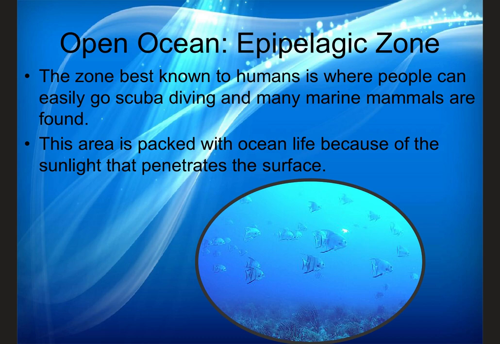All right, so open ocean zone number 1, the first zone indicated here. This zone is best known to humans because this is where we can dive easily, like scuba diving, and many marine mammals are also found here. This area is packed with ocean life because the sunlight easily penetrates the surface. So you see a lot of plants and a lot of fish in this zone.